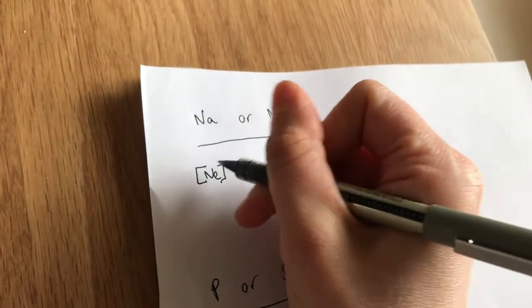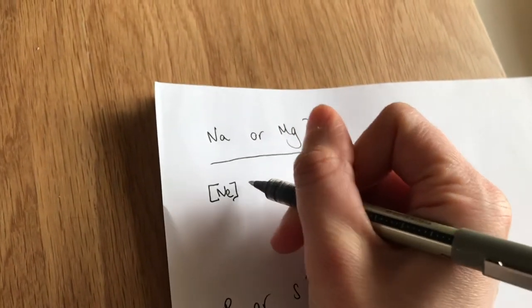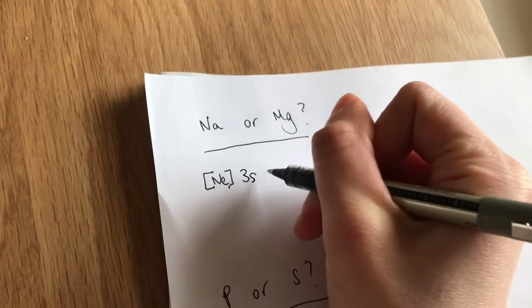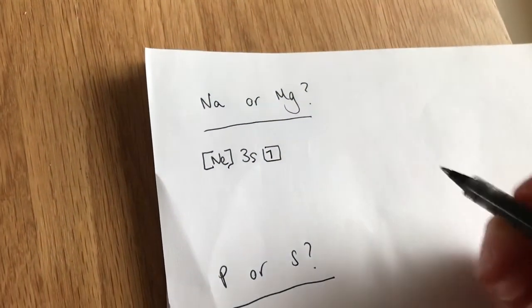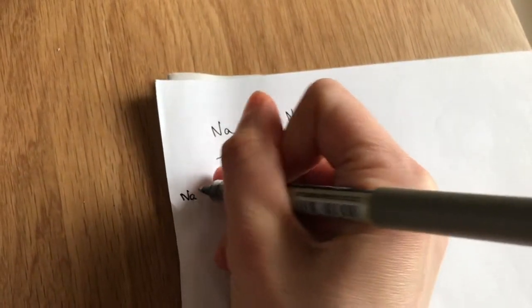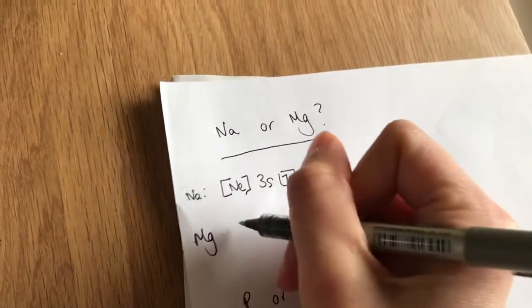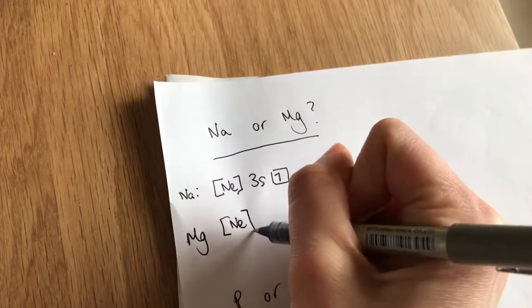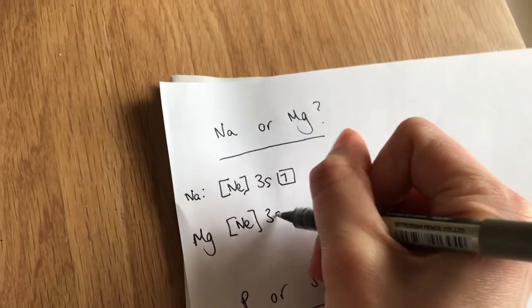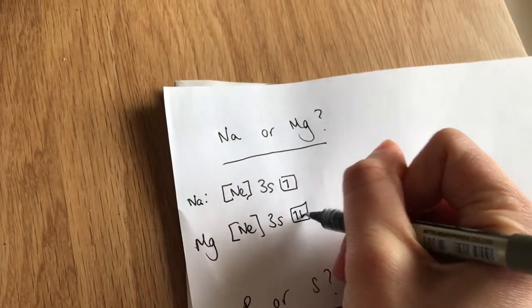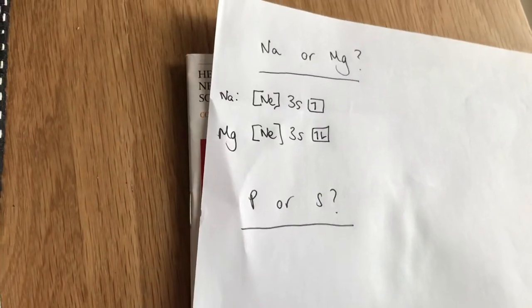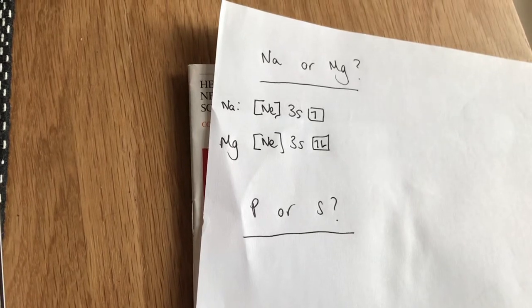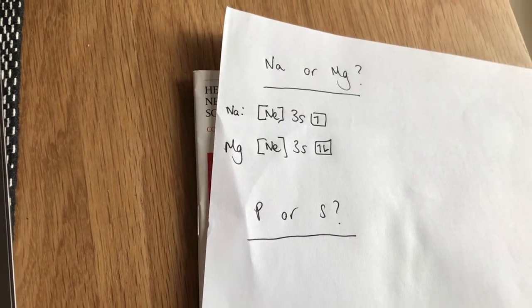So it's got neon and then it's got the 3s subshell next, and sodium just has 1 electron in that. That is sodium. Magnesium, similar. Take the electron structure of neon, and then in the 3s it's got 2 electrons. So which one has the higher ionisation energy is the question.